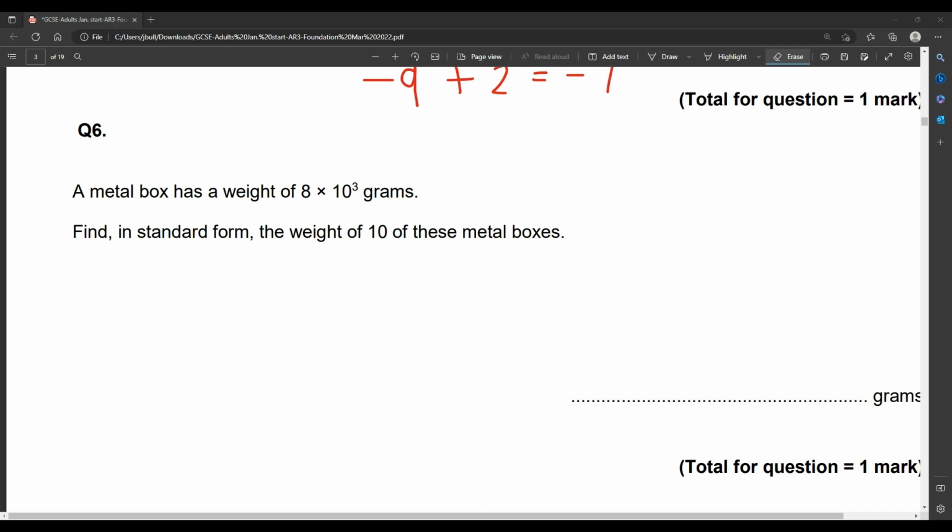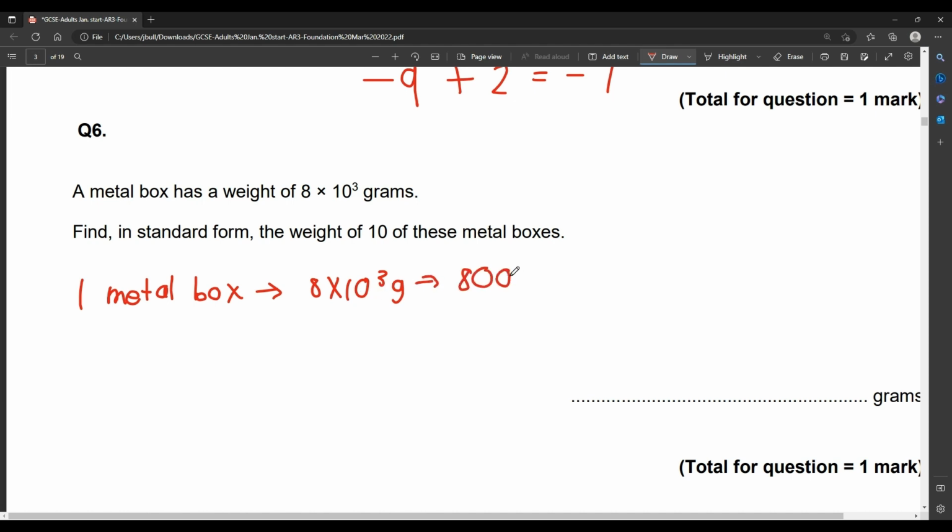Question 6 is a standard form question. So my trick for standard form is to usually try to get it into ordinary form before I do any workings. So here we've got 1 metal box has a weight of 8 times 10 to the 3 grams. So my first step would be to just convert that metal box weight into ordinary form first. So 8 times 10 to the 3 grams, we can just say that's 8 with 3 zeros, so 8,000 grams.